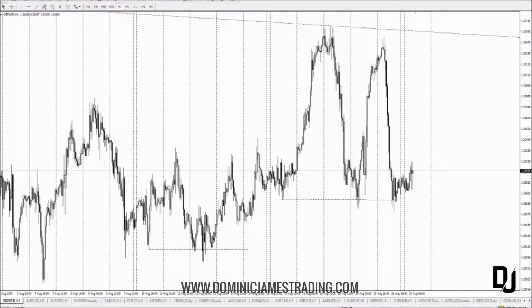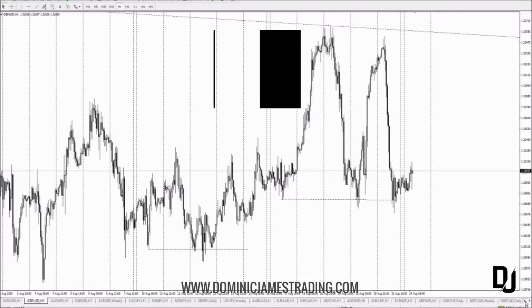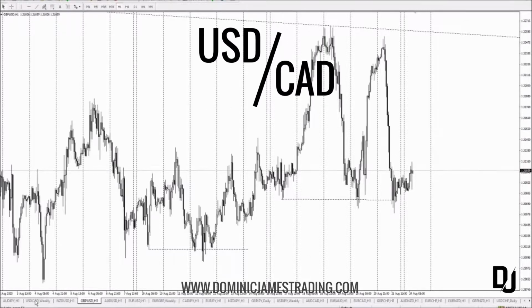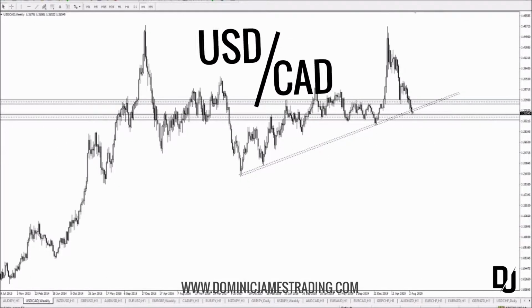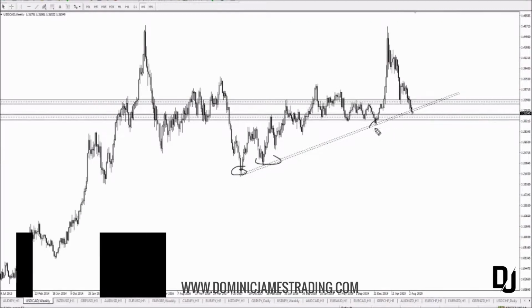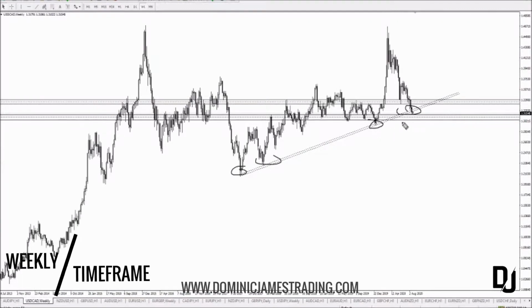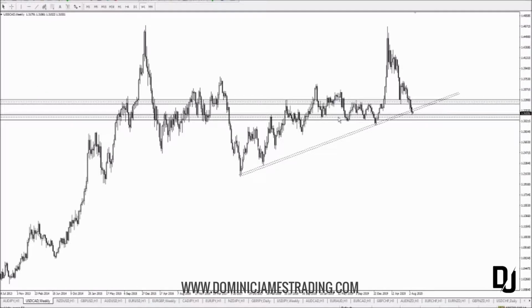So we'll move on to Dollar CAD, and we'll finish with Dollar Yen. So Dollar CAD, support, and just looking for a bounce. We were looking for a bounce last week, and we wouldn't pay too much attention to the support and resistance level here.